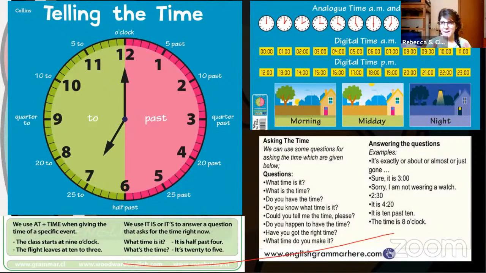So one method you can use is to divide the clock into parts, right? So we have the first half, in which you are going to talk about the minutes by saying the number of minutes and then past. So for instance, now it's 20 past 2. So you're going to count the numbers after the first line, right?